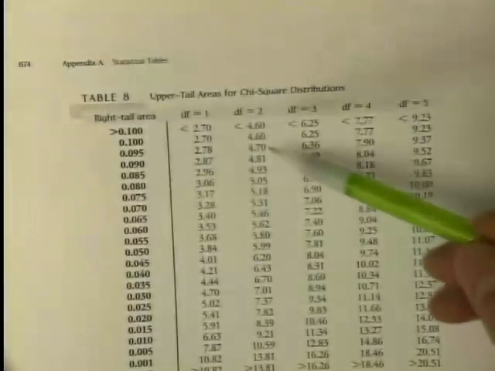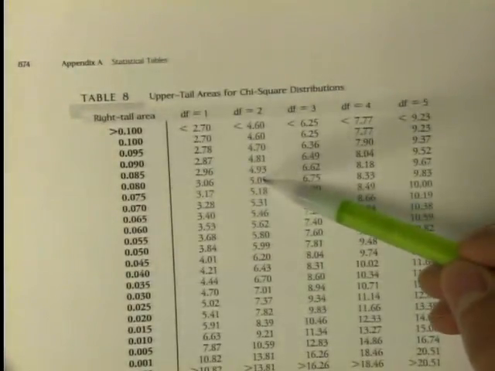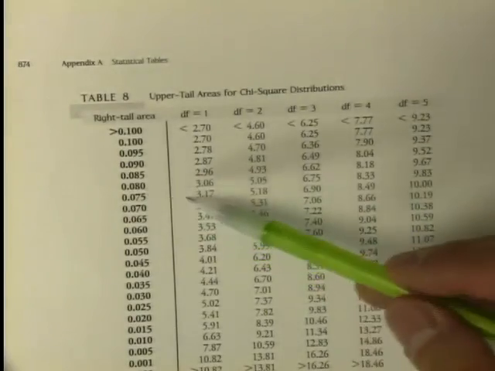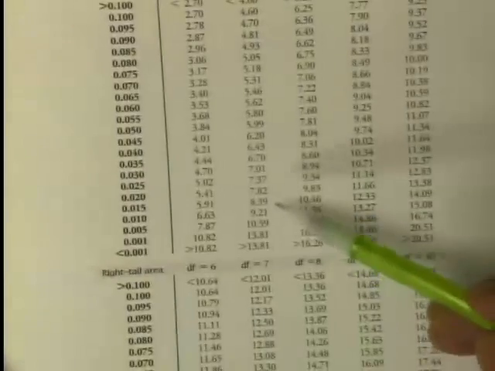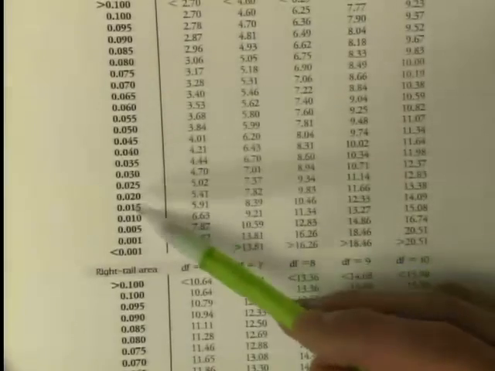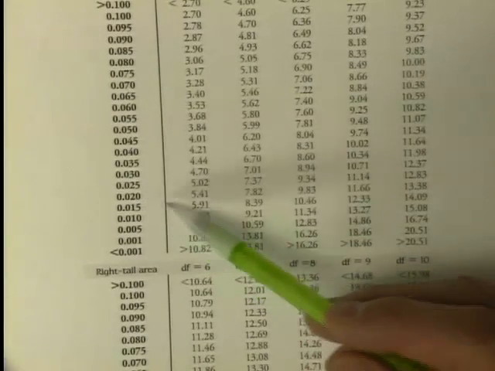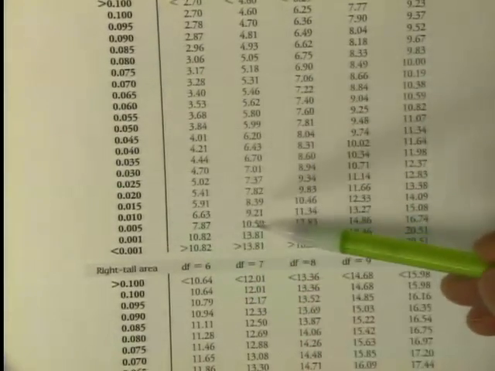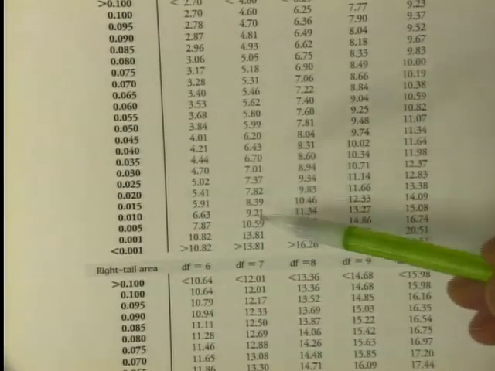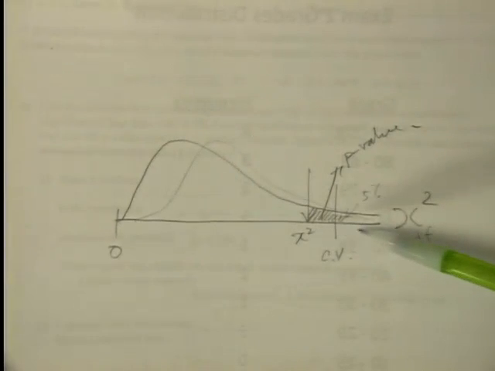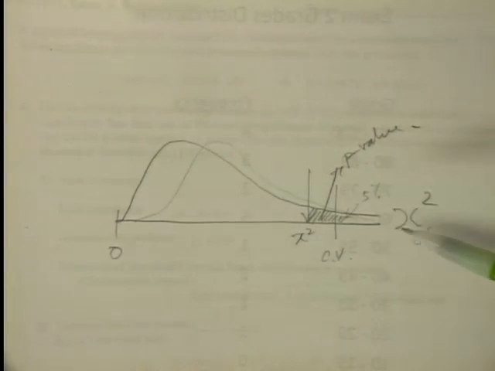And if you keep going down, if you have 5.0, its tail area is 0.08, and keep going, right? If you have 7.82, its tail area is 0.02, and that's smaller than 0.05. So the larger the chi-square score goes, the smaller its tail area, of course, right? When this chi-square score moves further towards the right, its tail area is getting smaller and smaller.